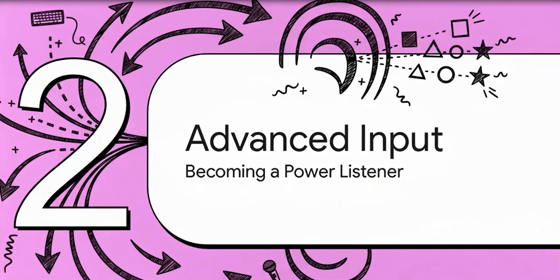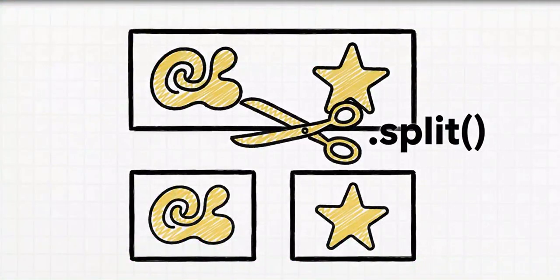All right, we've got the basics down. Let's move on and tackle some more advanced stuff. We're going to see how we can go from just listening for one thing at a time to becoming a real power listener. So, what if you want the user to type in, say, two numbers on the same line? You're not going to ask them twice. No way. The .split method is your best friend here.